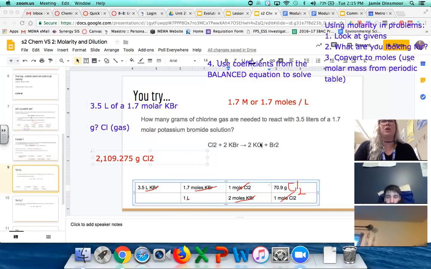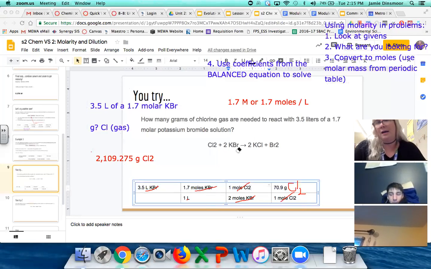Usually you'll work with much smaller numbers. In fact, usually it will be less than a mole, less than a liter kind of thing. So that may seem insane, like, whoa, 2,000 grams. Yeah, I mean, that's kind of a lot, right? But really, when you look at how much other reactant you have, it makes sense.